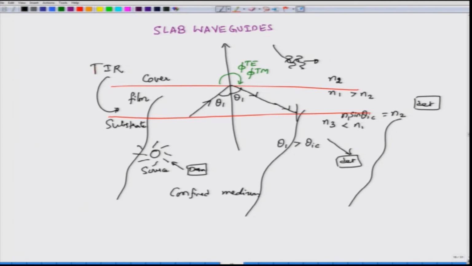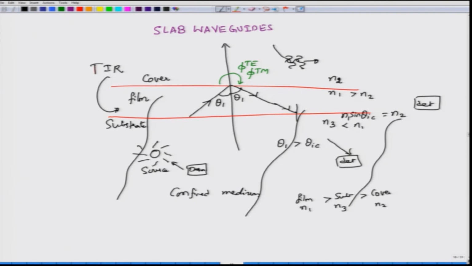Usually the substrate is intermediate between film and the cover, that is, the film refractive index, which is N1, is greater than the substrate refractive index, which is N3, which is greater than the cover refractive index, which is N2.